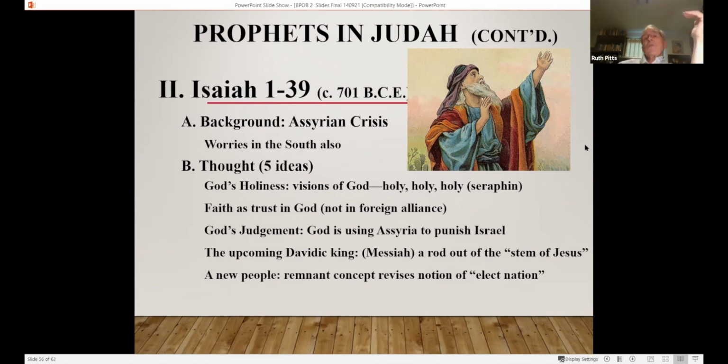Now, there's another really important new idea that emerges here, and that is that God's people are a new people, and a remnant concept revises the notion of elect nation.